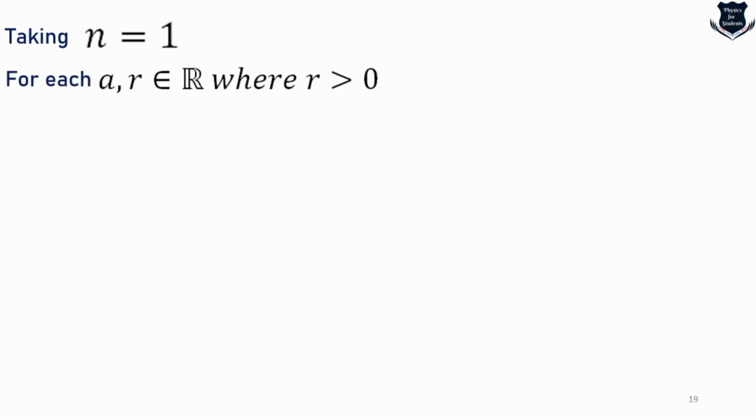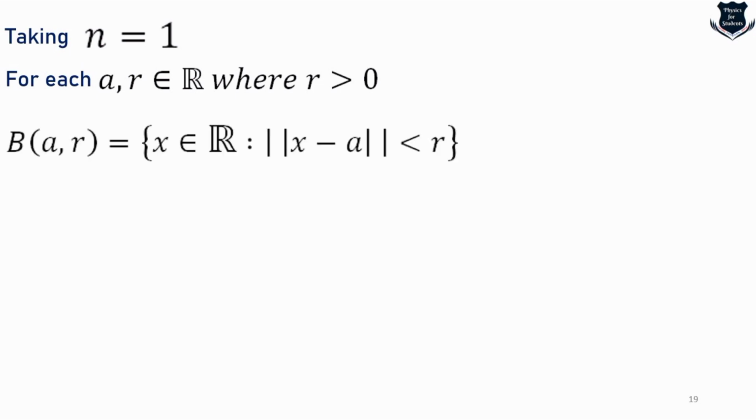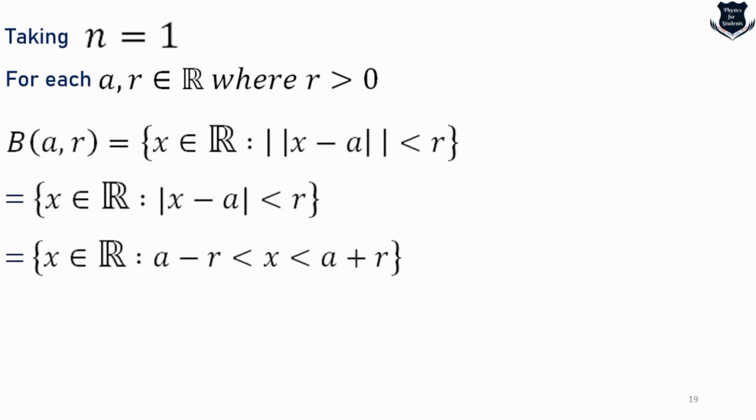So what we get is the open interval with radius r. We get a equals a minus r and a plus r. When we are taking n equal to 1, how do we visualize this?